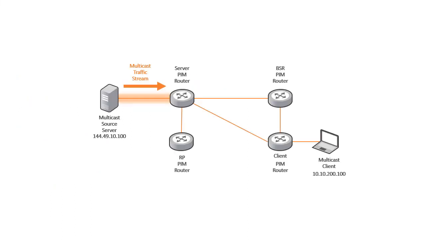So on the server side, what we're looking to find out is from that server router, do we see this multicast traffic stream coming in from the multicast server itself? Because of course, if the server is not sending the multicast traffic to the router, there's no way it's going to forward it to the client on the other end. So that's what we're going to take a look at next.